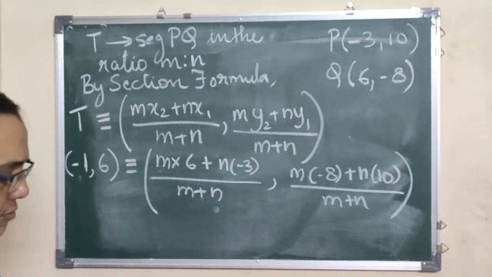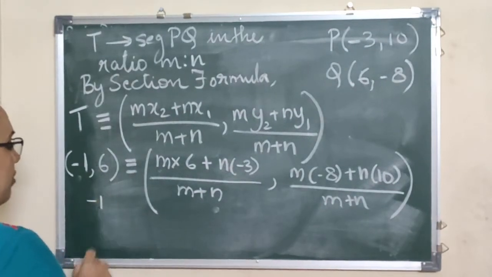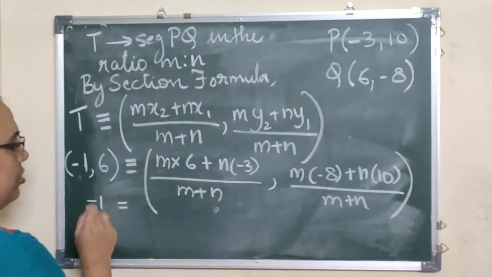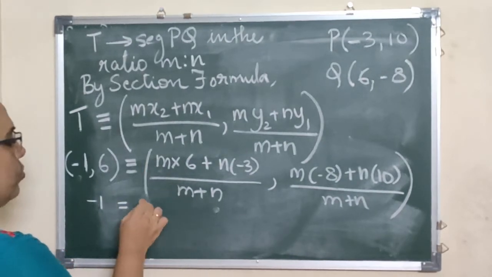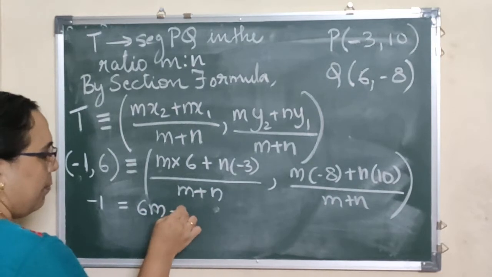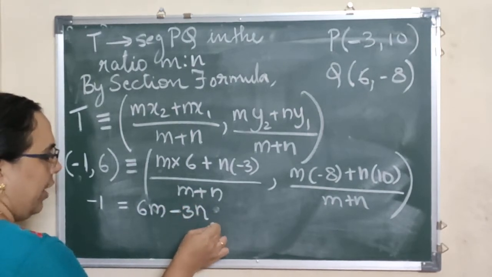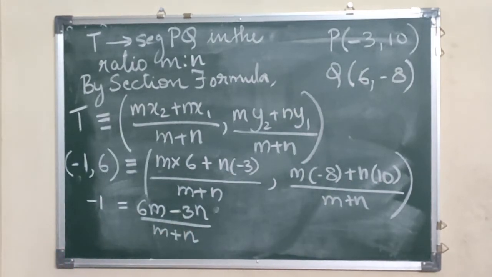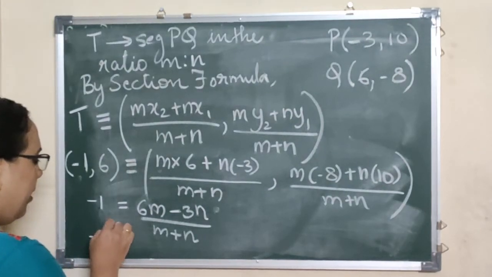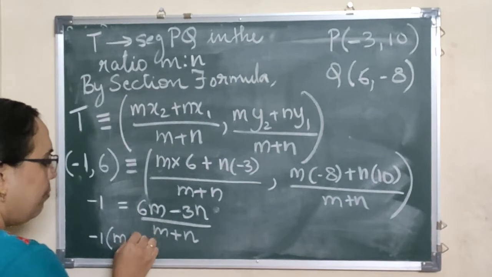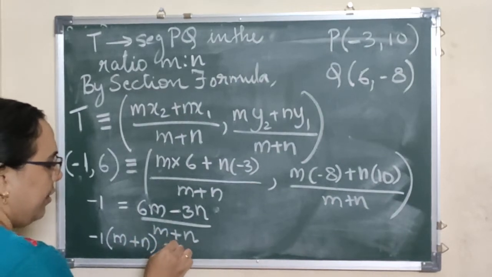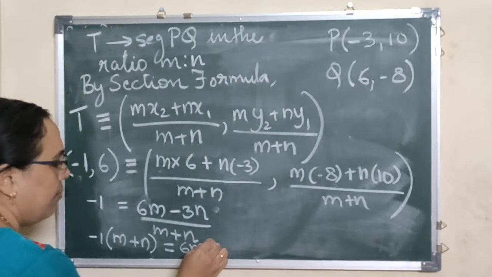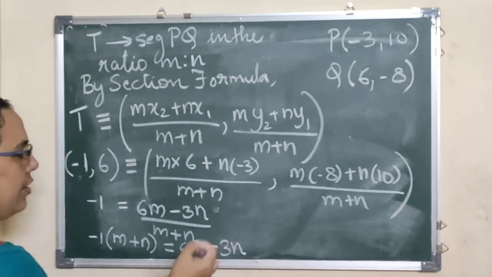Okay. So let us start. I take x. So what we have is minus 1 is equal to 6m minus 3n upon m plus n. Okay, let us go further with the calculation. Minus 1 into m plus n equal to 6m minus 3n. I hope it's visible.